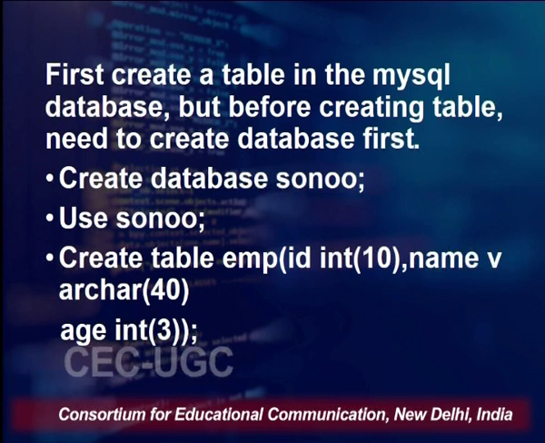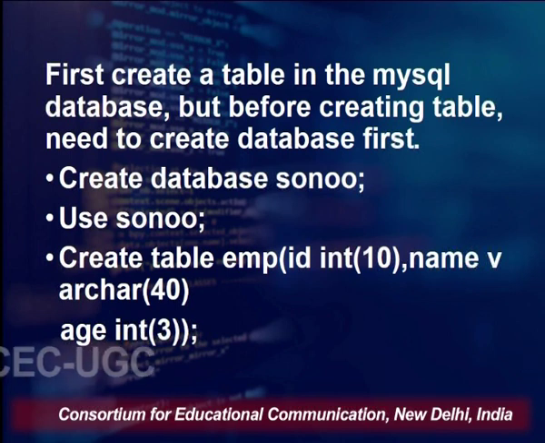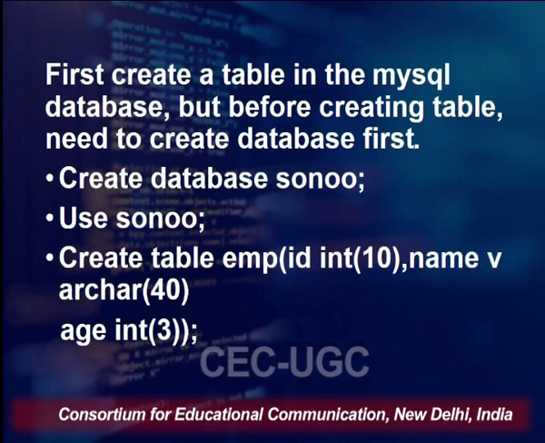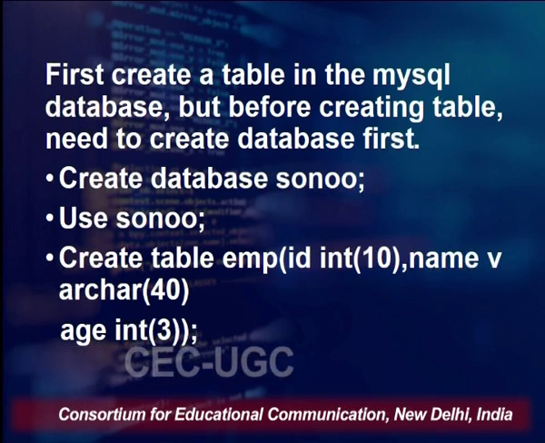and then the third field which is given here is age, and the data type and the size is integer 3. So, the complete query will be create table EMP, and within the brackets we will write ID int 10, name varchar 40, and then age int 3. This is how you are going to create a table. First we have created a database, then we have used that database so that whatever table or commands follow will be applied on that particular database. So, the table has been created.